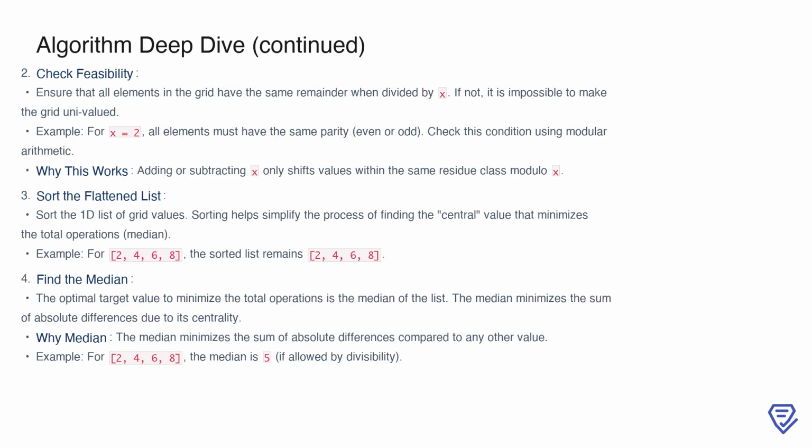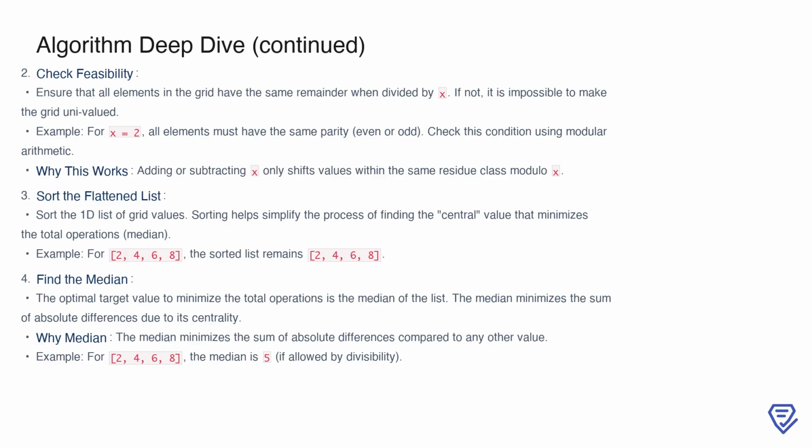Once the grid is flattened, we need to check if it's even possible to make all elements equal. This feasibility check revolves around modular arithmetic. For the transformation to work, all elements in the grid must have the same remainder when divided by x. If this condition is not met, it's impossible to align the values, and we can terminate early. For example, if x equals 2, all elements must either be even or odd. This works because adding or subtracting x doesn't change the remainder of a number modulo x.